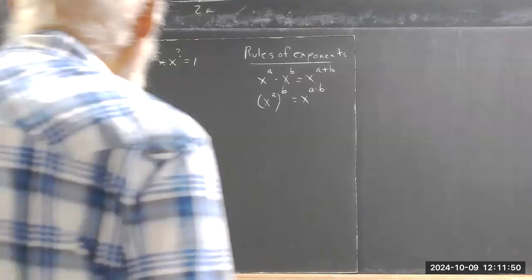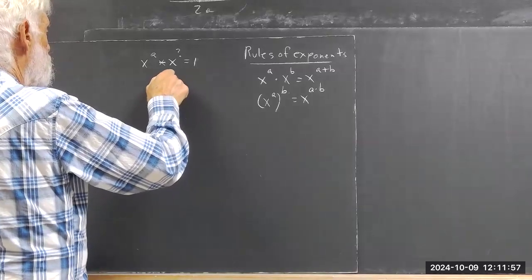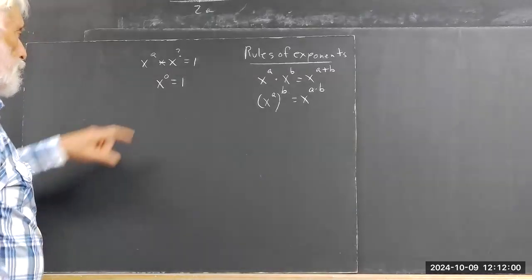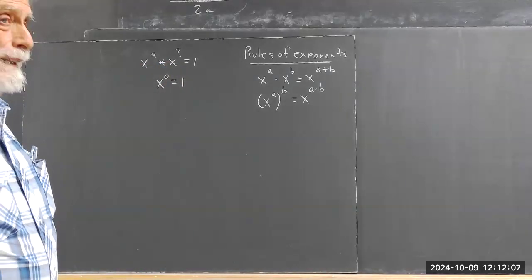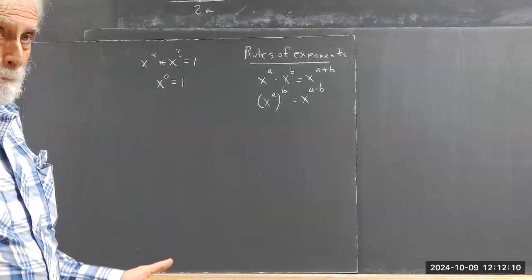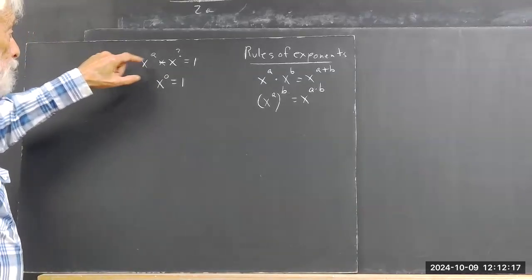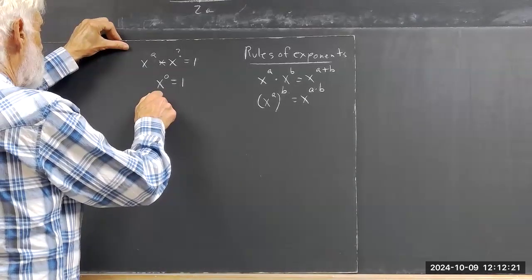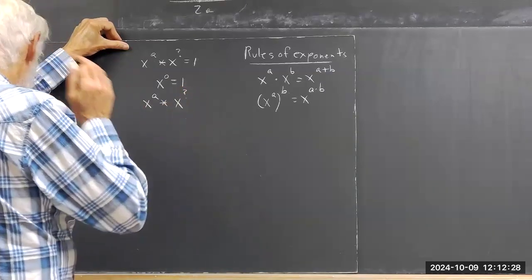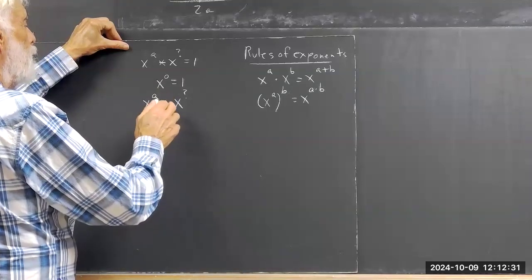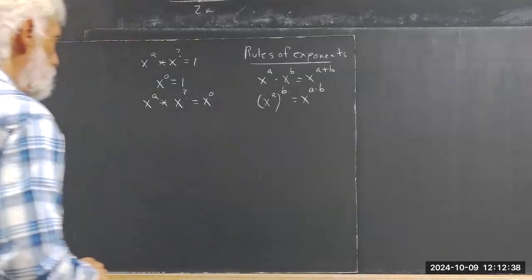Well, I have to tell you something else. We're going to say that x to the 0 equals 1. Okay? Now, a common mistake: people think x to the 0 should be 0. No, there's no power of x that gives 0, unless x itself is 0. So I'm giving you this question and this information. What it comes down to then is, what power of x do you multiply by x to the a to get x to the 0?